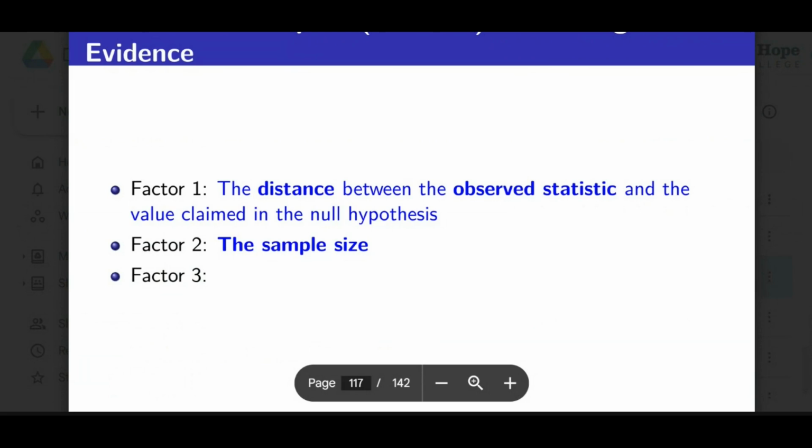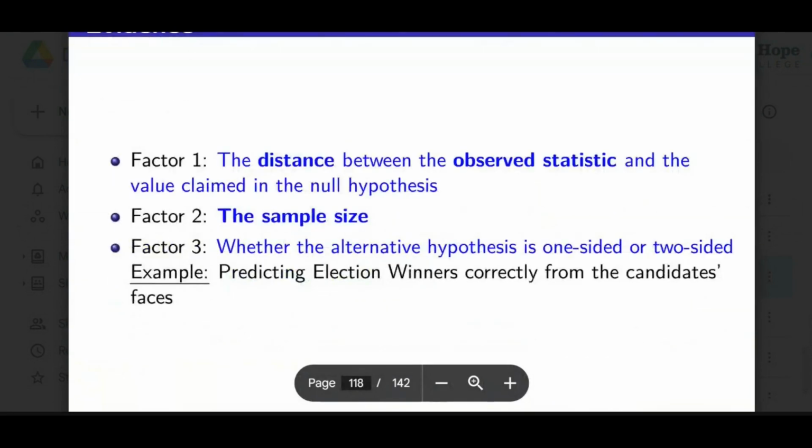Now, the third one, I don't expect you to know. I want you to copy first because you don't even know what I'm talking about. Whether the alternative is one or two-sided, you'll get that in our example. That's the third thing we haven't talked about yet. 1 and 2 we have discussed.